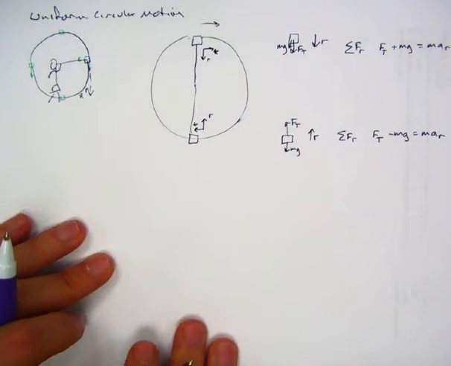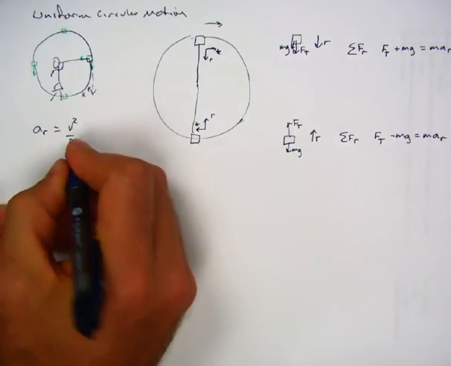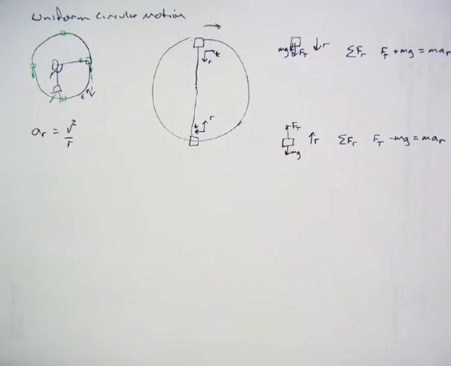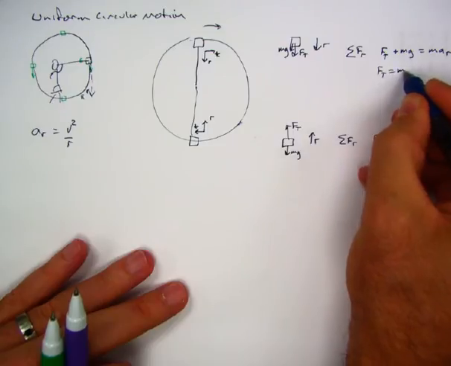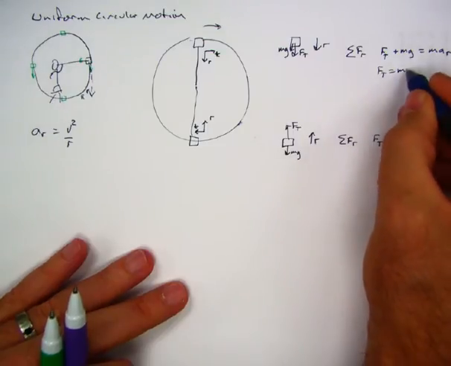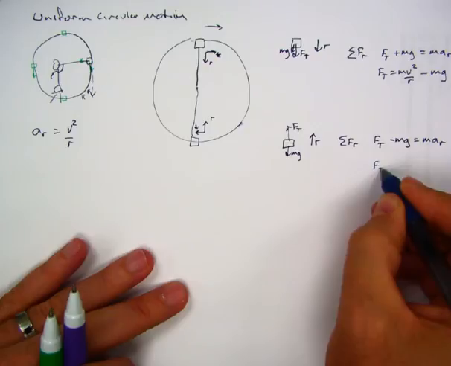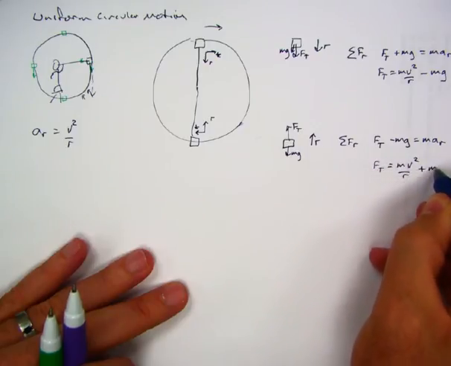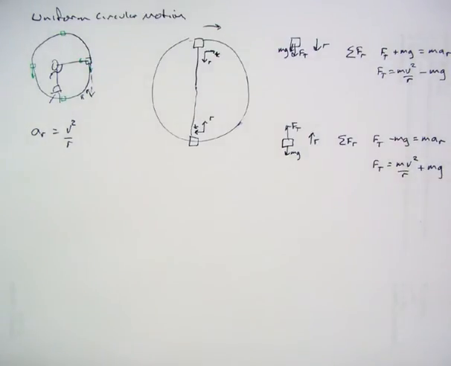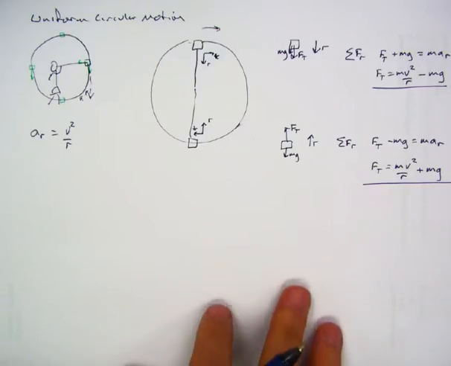And we know in this circular motion, when it's uniform, the radial acceleration is v squared over r, and so we can just make that substitution, and we could say the force of tension is equal to mv squared over r minus mg, and here we can say the force of tension is equal to mv squared over r plus mg. And we can interpret these two results, right?